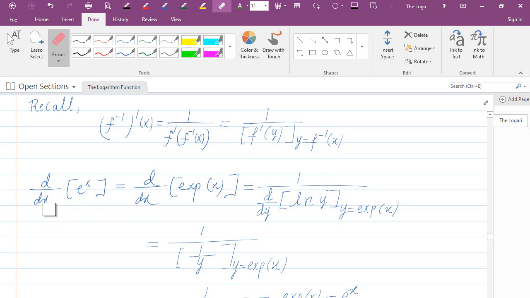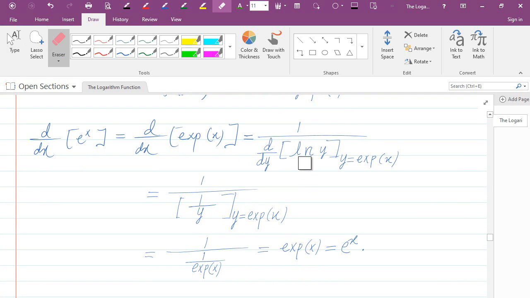So we want to find the derivative of e to the x, and ln of x is the inverse of that. So think of f inverse being e to the x, and then f would be ln, right? So if I take f inverse to be the exponential function, then f would be the log function. So to find the derivative of e to the x, well, that's the same as the derivative of exp of x, and it's the inverse of ln. So we take 1 over the derivative of the inverse of exp, which is ln of y, and then once we take the derivative, we will plug in exp of x for y.